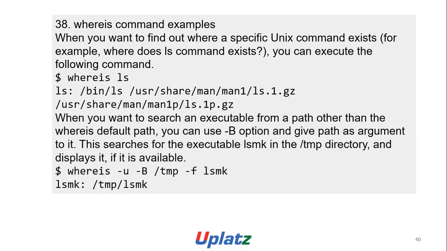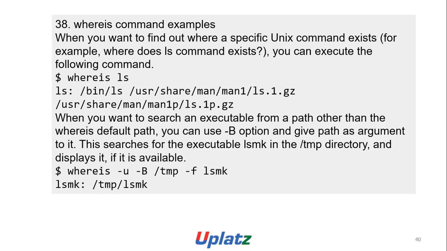whereis command example. When you want to find out where a specific Unix command exists, for example, where does the ls command exist, you can execute the following command: whereis ls. ls: /bin/ls /usr/share/man/man1/ls.1.gz /usr/share/man/man1p/ls.1p.gz.